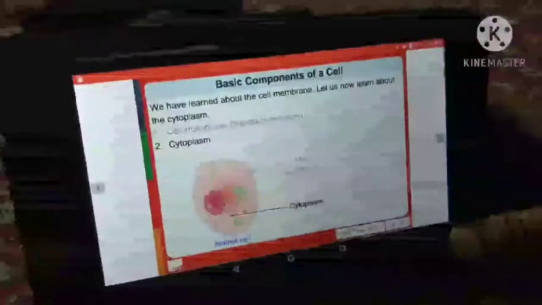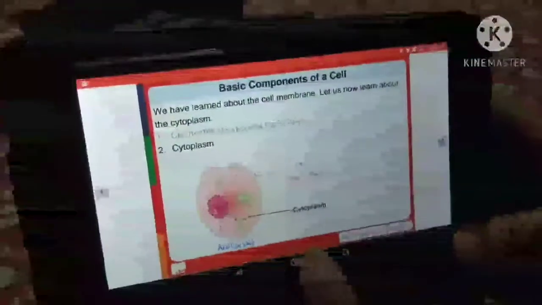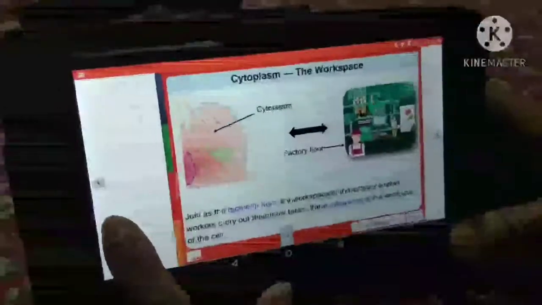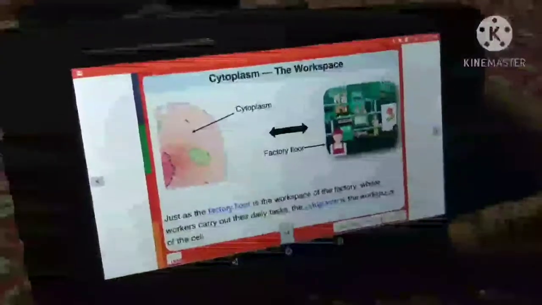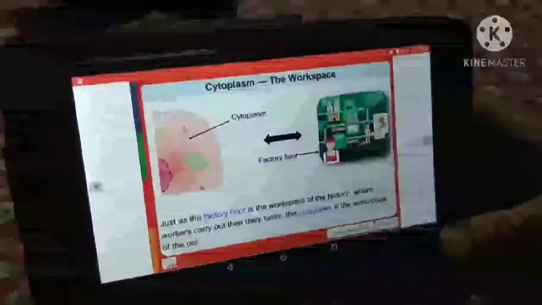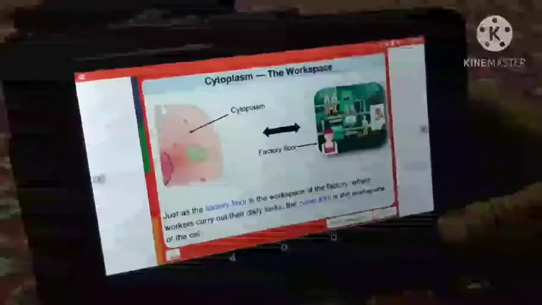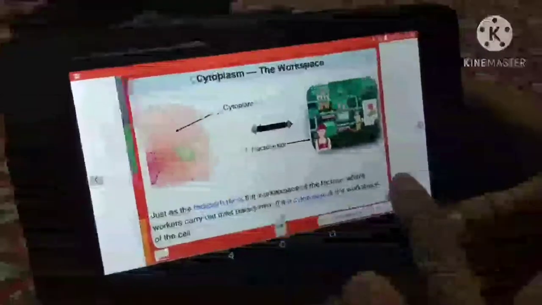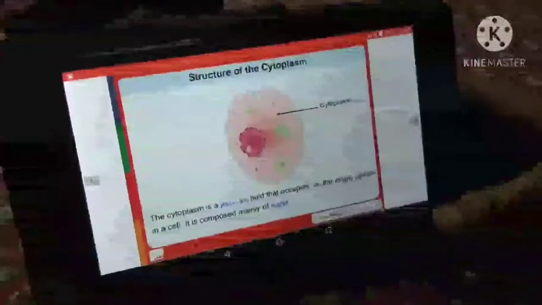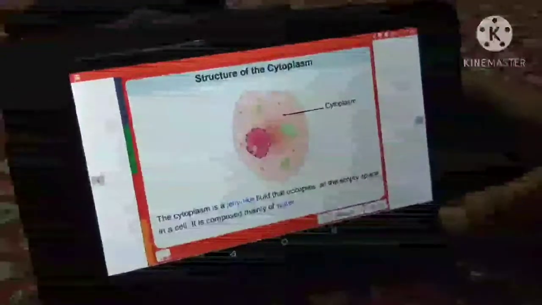Next, let us learn about the cytoplasm. Here, the cytoplasm of an animal cell is shown. Just as the factory floor is the workspace of the factory where workers carry out their daily activities, the cytoplasm is the workspace of the cell. The cytoplasm is a jelly-like fluid that occupies all the empty space in a cell. It is composed mainly of water.